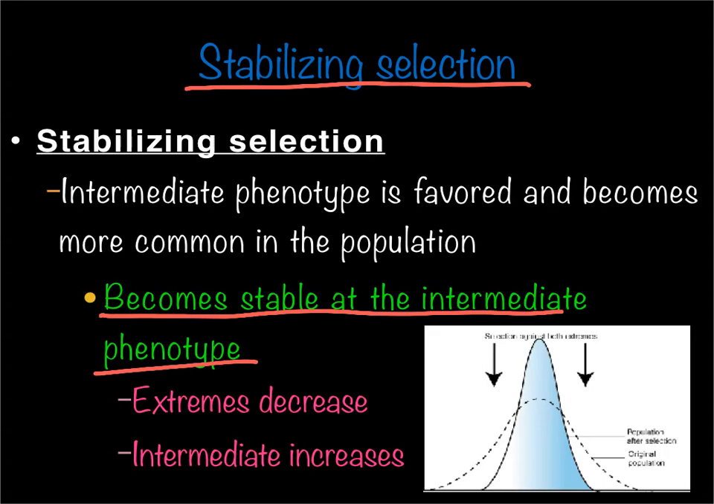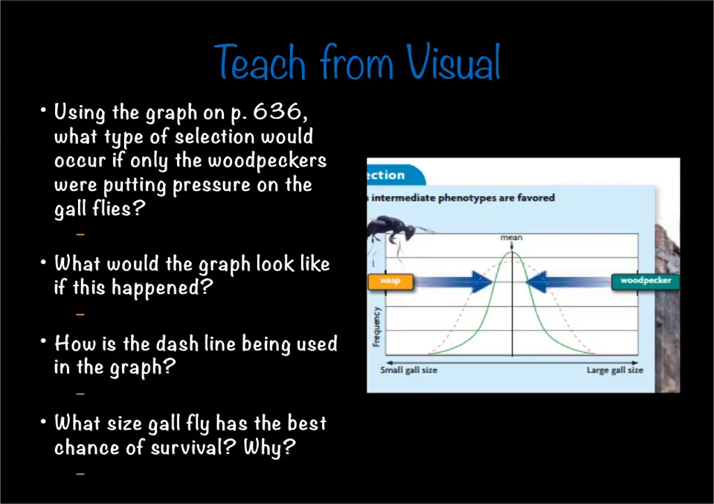So again, in this example, this is the original population, and in this case, both sides are being selected against, and the alleles in the middle would be the favorable trait, and so our curve is going to look quite a bit different. Now it's getting narrower and taller because we're losing the extremes on both ends.